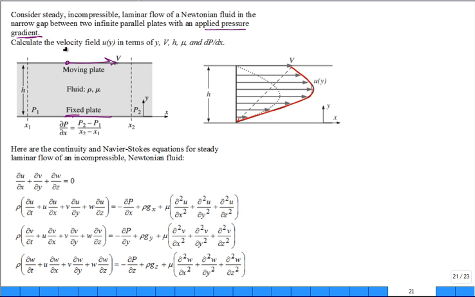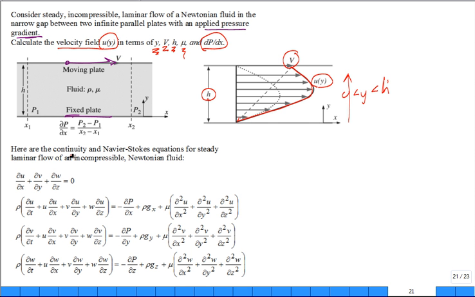So calculate the velocity, u, as a function of y. Try to get this shape in terms of a generic y, where y goes between 0 and h. V is the velocity of the top plate. H is the separation. Mu is the viscosity. And what's this? The pressure gradient. So that seems like a tall order.